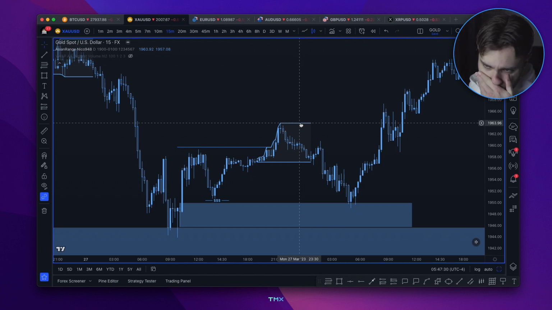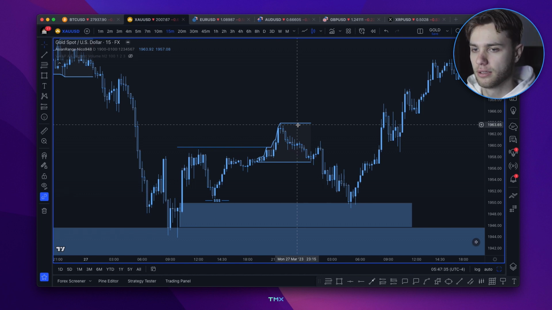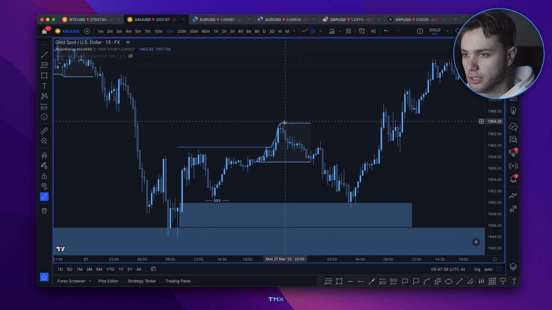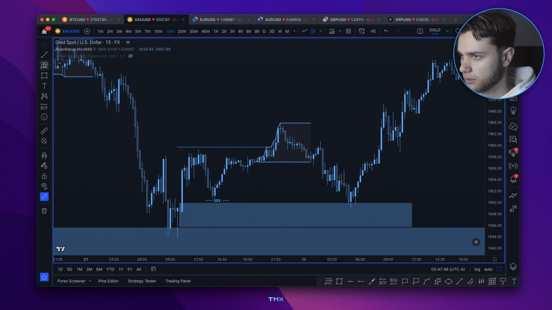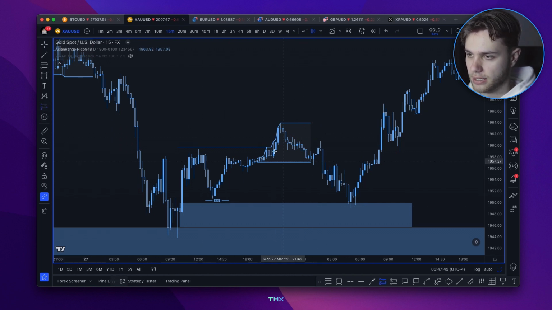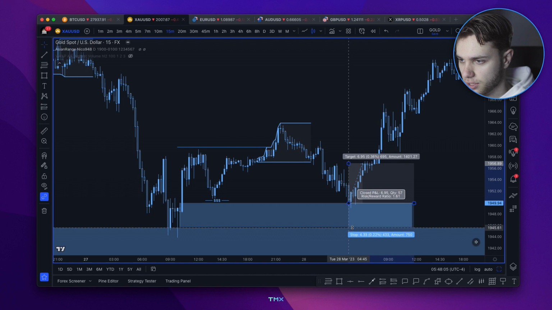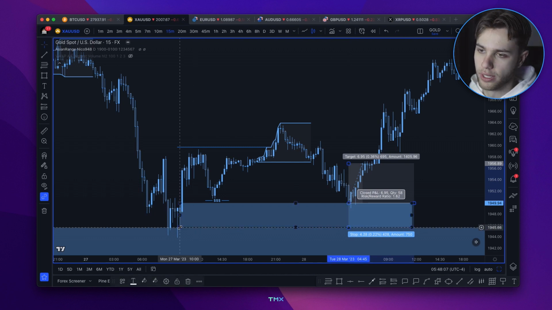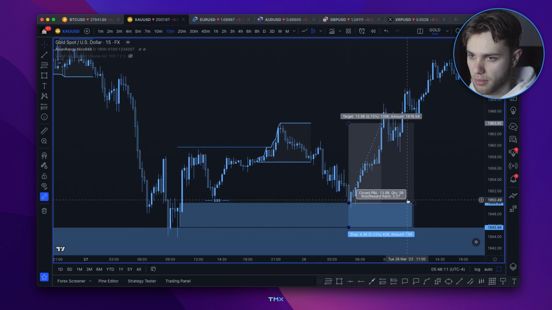Or the previous night, the most recent night. So this was the most recent night's Asian range, and my target was this high over here. This over here is an inducement setup. My entry around here was my entry, and my stop loss was just at the low of this wick from this candle. So this was my risk to reward.